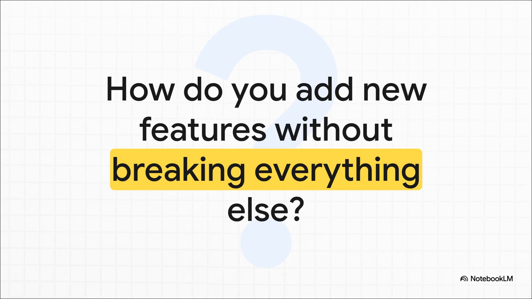I mean, this is the classic problem, right? You get a request that sounds simple enough, but you make one little change over here, and suddenly everything over there just breaks. It's chaos. So how do you actually build software that can grow and evolve without collapsing on itself?